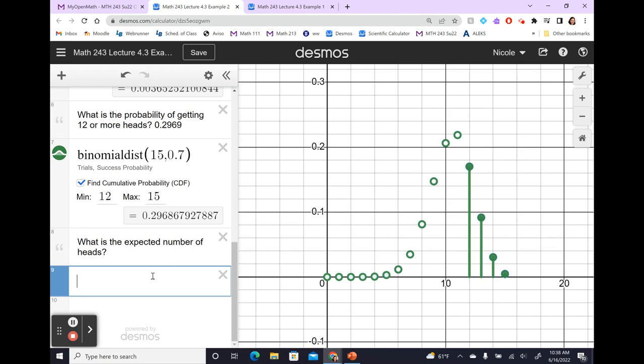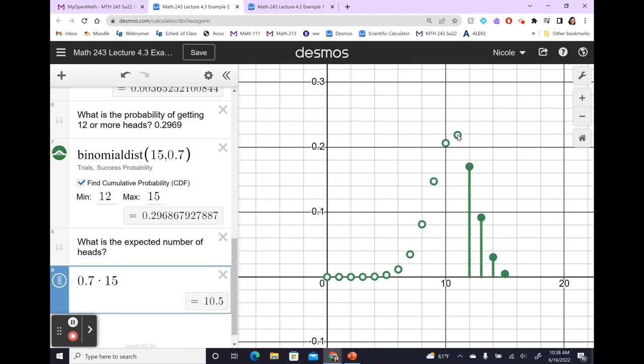Well, to find the expected value for this probability distribution, there's a really nice formula for binomial, and I'll go over this again a little bit in the video. What you do is you take the probability of success, 0.7, and you multiply it by the number of trials. So in this case, we're going to take 0.7 times 15, and we got 10.5.